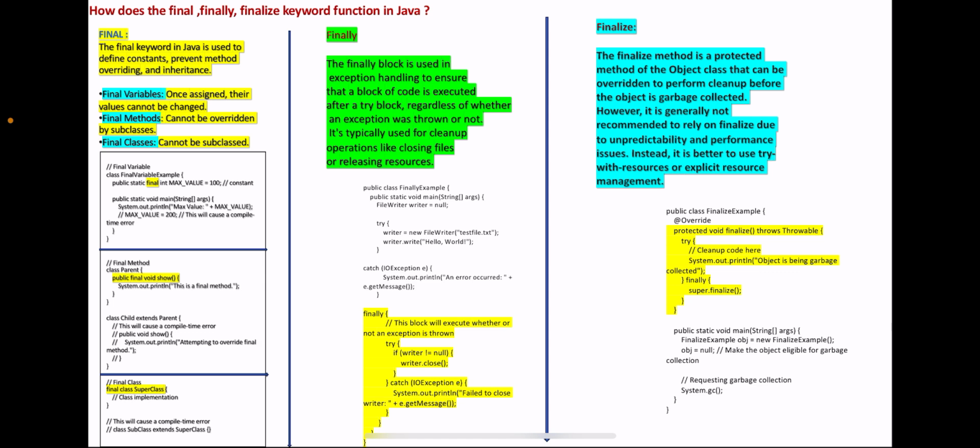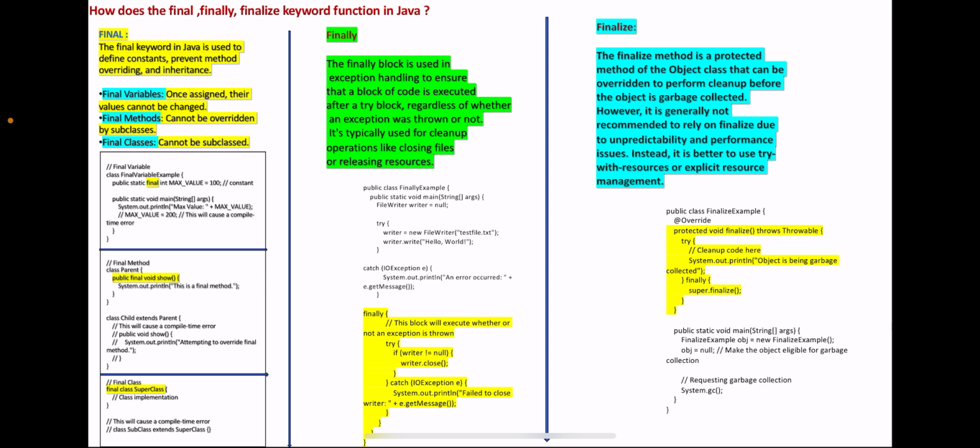So the final keyword is used in Java to define constants, prevent method overriding and inheritance. It can be used with variables, methods and classes. So when you assign it to a variable, its value cannot be changed. So here you have max value equal to 100, which is a final variable. When you try to change max value to 200, it gives you an error.